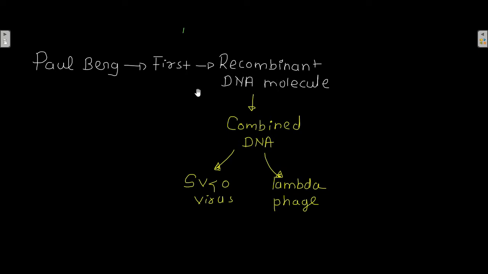It was Paul Berg who first developed the recombinant DNA molecule, and this recombinant DNA molecule combined the DNA of SV40 virus and lambda phage. DNA from this SV40 virus and lambda phage were combined, and that produced the first recombinant DNA molecule, which was developed by Paul Berg.